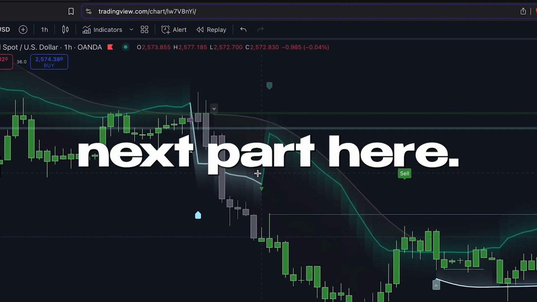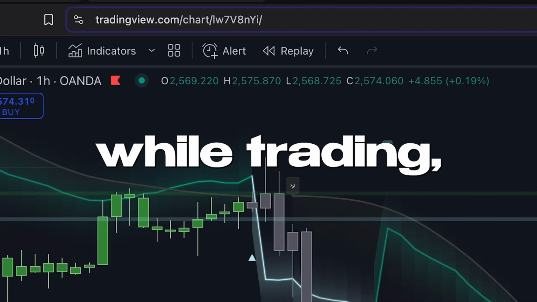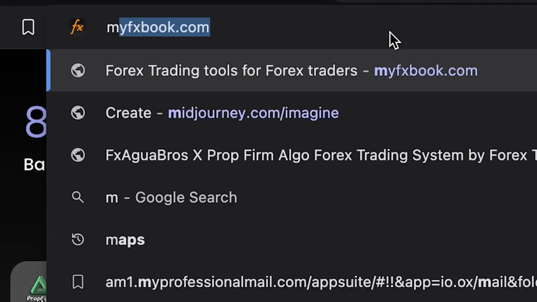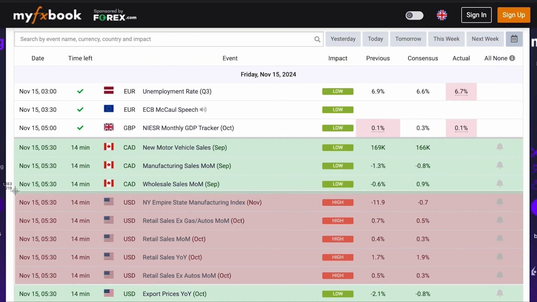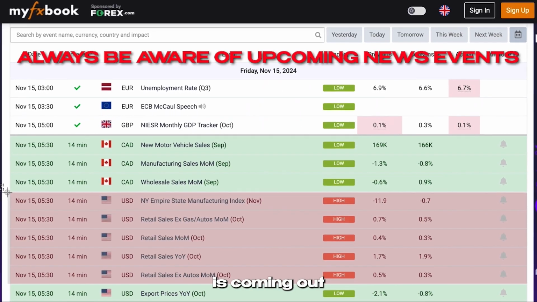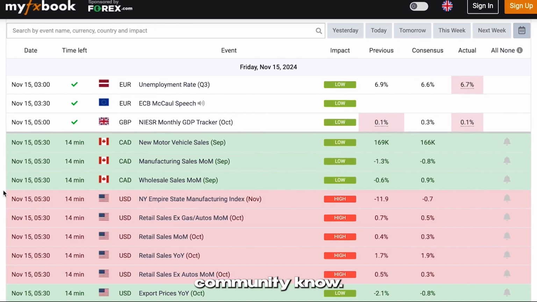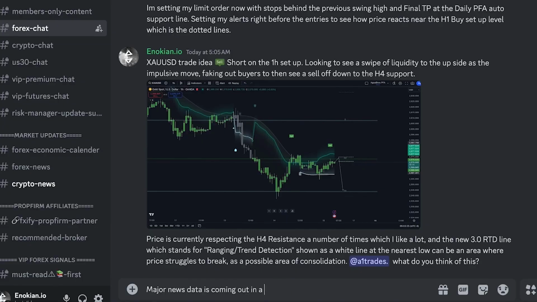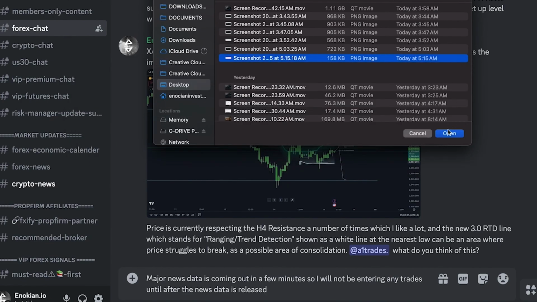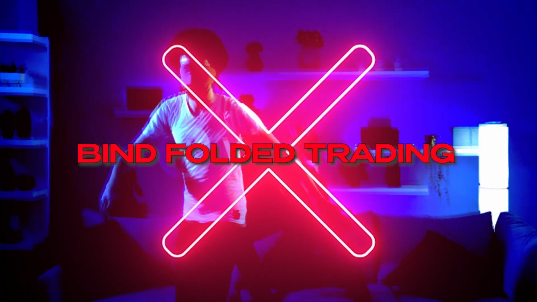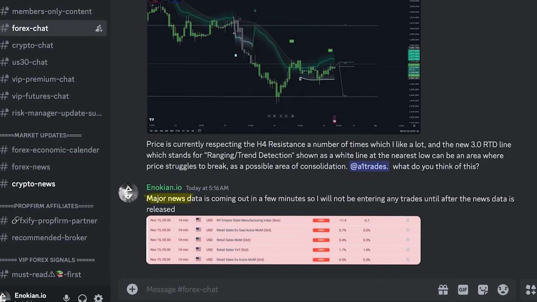Now for this next part here, if you do not do this while trading, you're setting up to lose. It's very important to go to my FX book and check out the news data releases. And being that the news data is coming out in 14 minutes, we have to let the community know. If not, they might be positioned in a trade during the headline, which is similar to shooting an arrow while completely blindfolded. And that's why I'm saying here, major news data is coming out in a few minutes, so I will not be entering trades until after the news data is released.